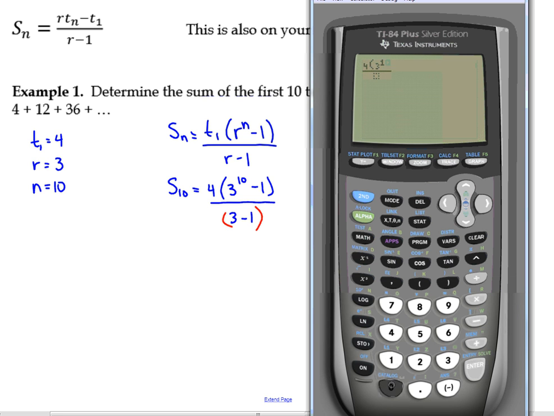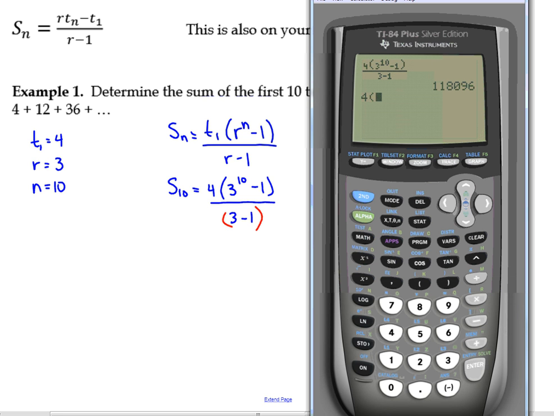I'll type it in the other way later. Okay, minus 1, and then 3 minus 1. And I don't need brackets around the 3 minus 1 on the denominator because it's already set up as numerator over denominator. So if you have that option, use it. Alpha, y equals. If you don't have that option, you just need to be careful.